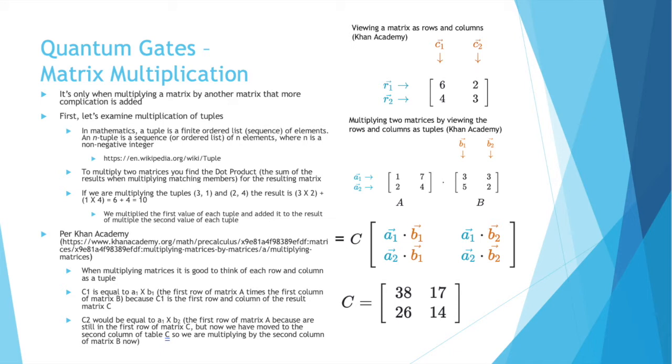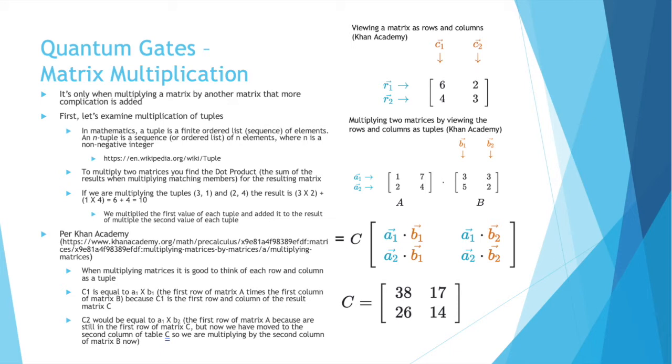If we have two tuples, 3, 1, and 2, 4, how would we multiply those tuples together? Well, you might have guessed it. We multiply the first value in the first tuple by the first value in the second tuple, and then add that to the second value in the first tuple times the second value in the second tuple. So in this case, 3 times 2 plus 1 times 4. So 6 plus 4, 10. So you take this idea of multiplying tuples and then look at a matrix and look at each row as a tuple and each column as a tuple.